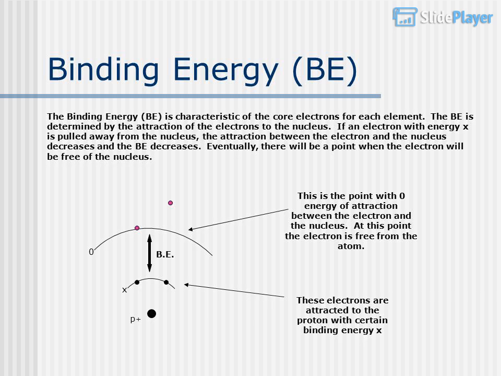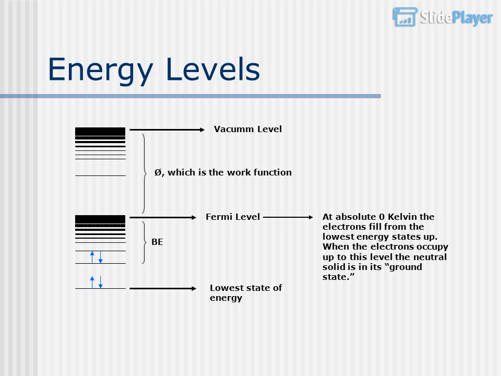X P plus Be. These electrons are attracted to the proton with certain binding energy X. Energy levels: vacuum level, Fermi level, lowest state of energy B. Φ, which is the work function. At absolute 0 Kelvin the electrons fill from the lowest energy states up. When the electrons occupy up to this level the neutral solid is in its ground state.